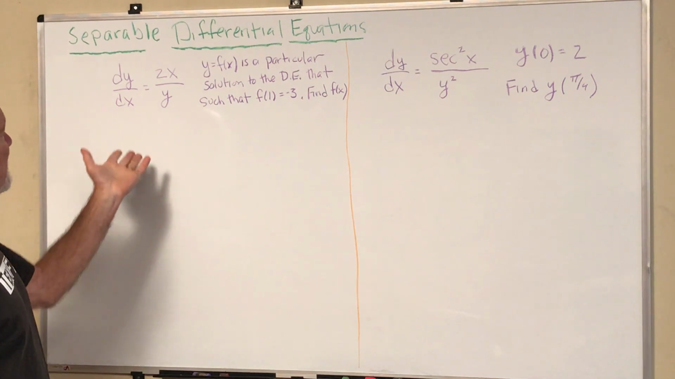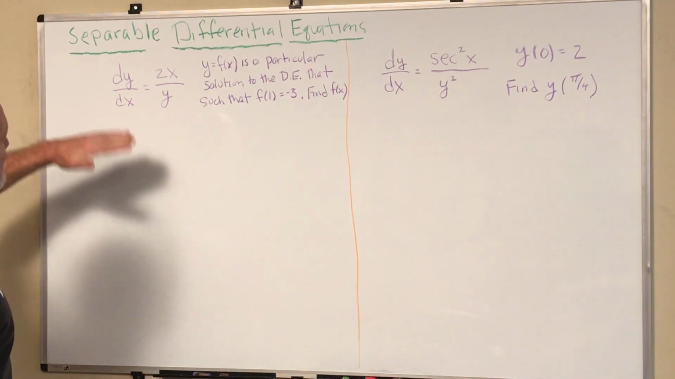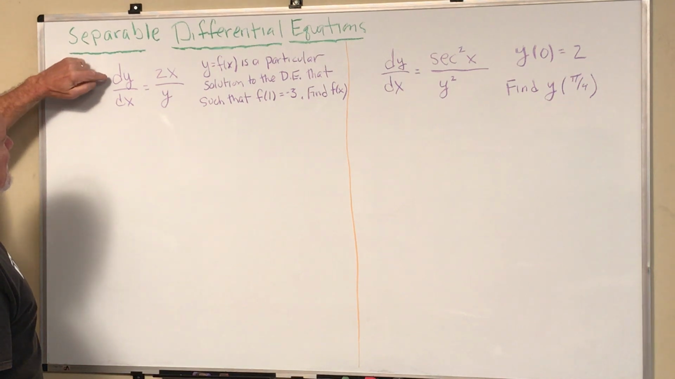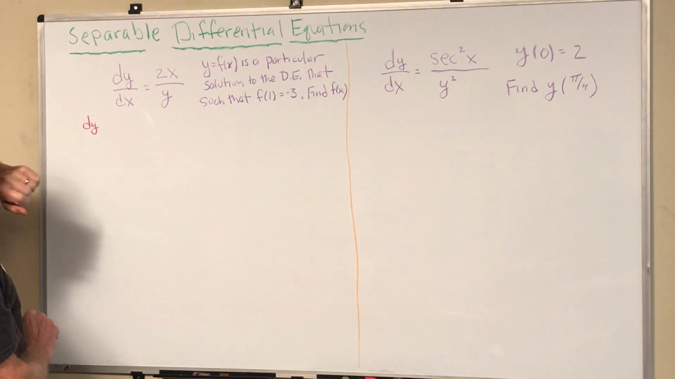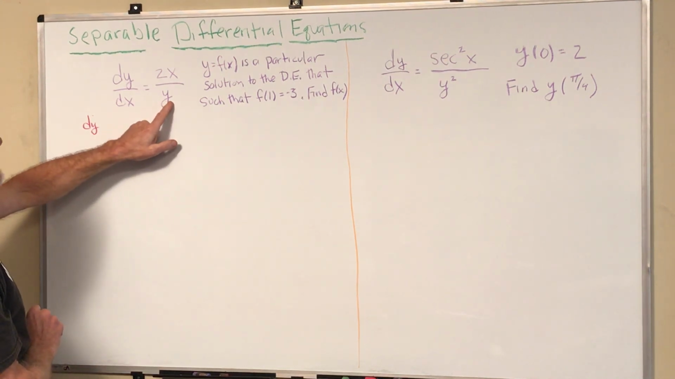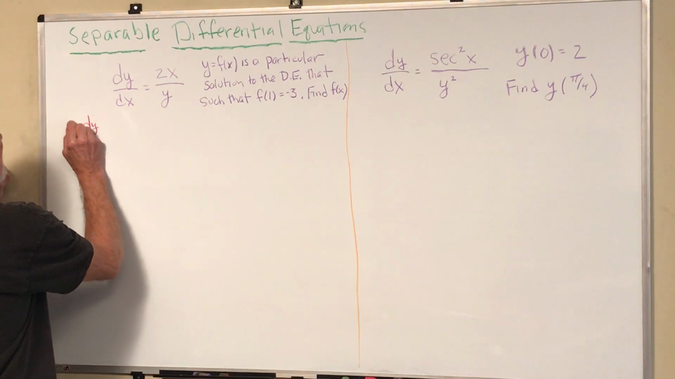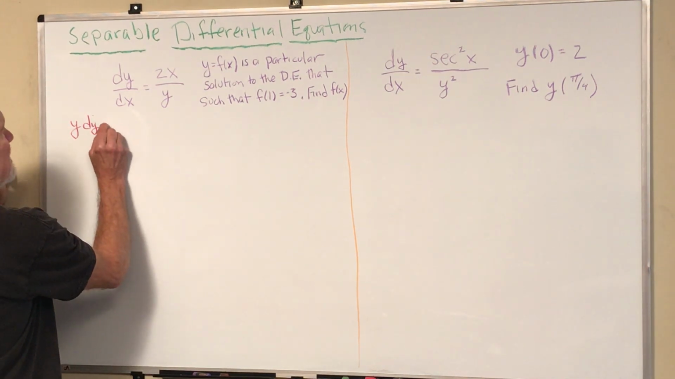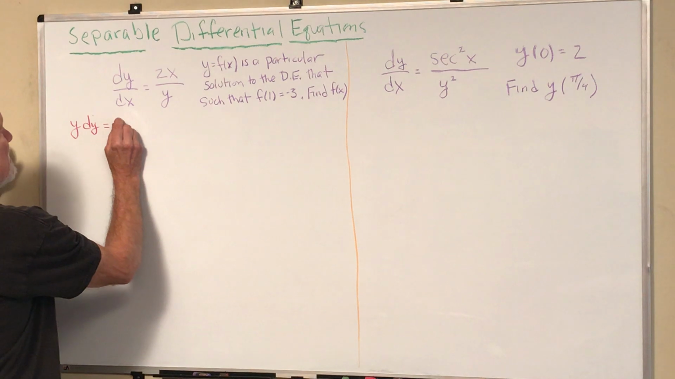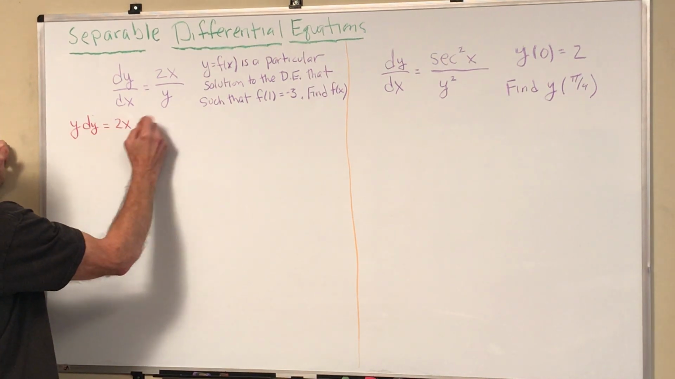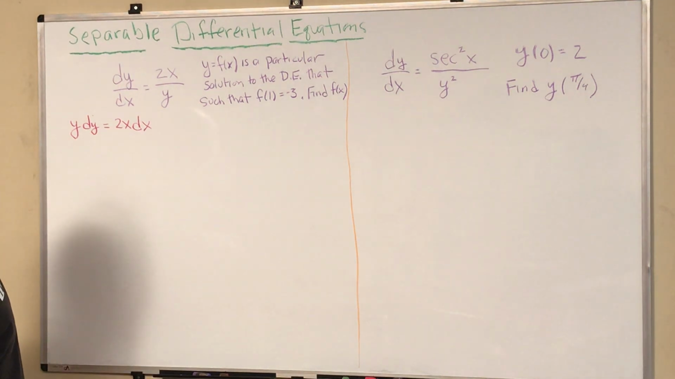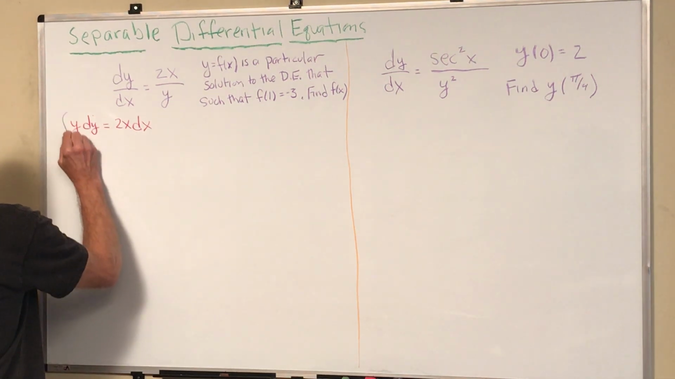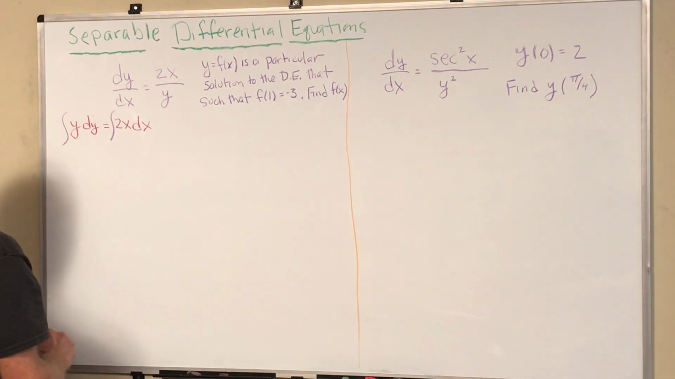So algebraically, how can I do this? Well, you already have dy on this side. So if I want to bring this y to the other side, I multiply. And the same thing on this side. I have 2x there to bring over, I multiply. Basically all you're doing in this case is cross multiplying. Once you've separated the variables, your next step is always to take the antiderivative of both sides.